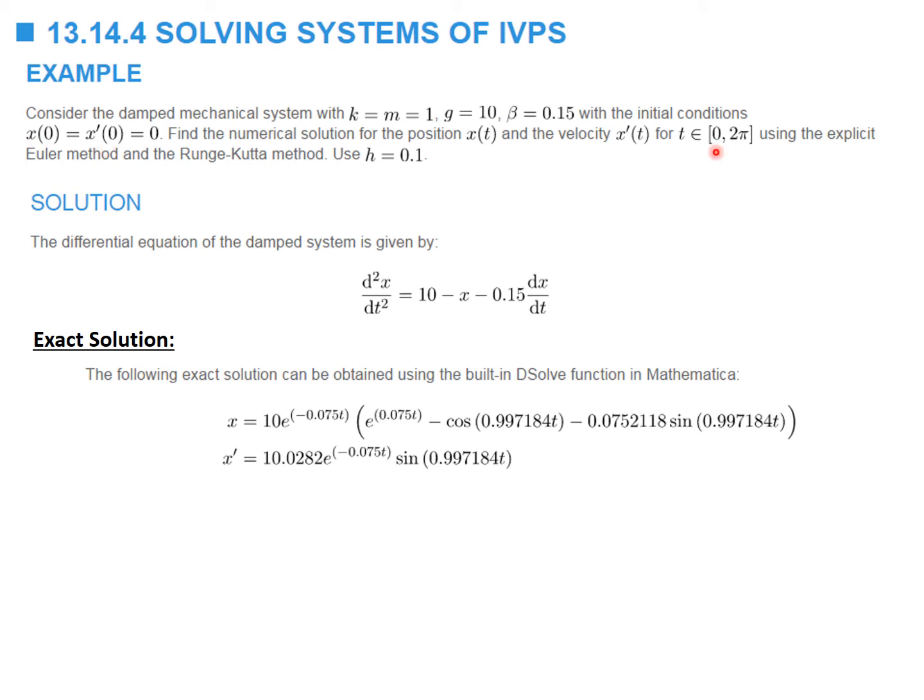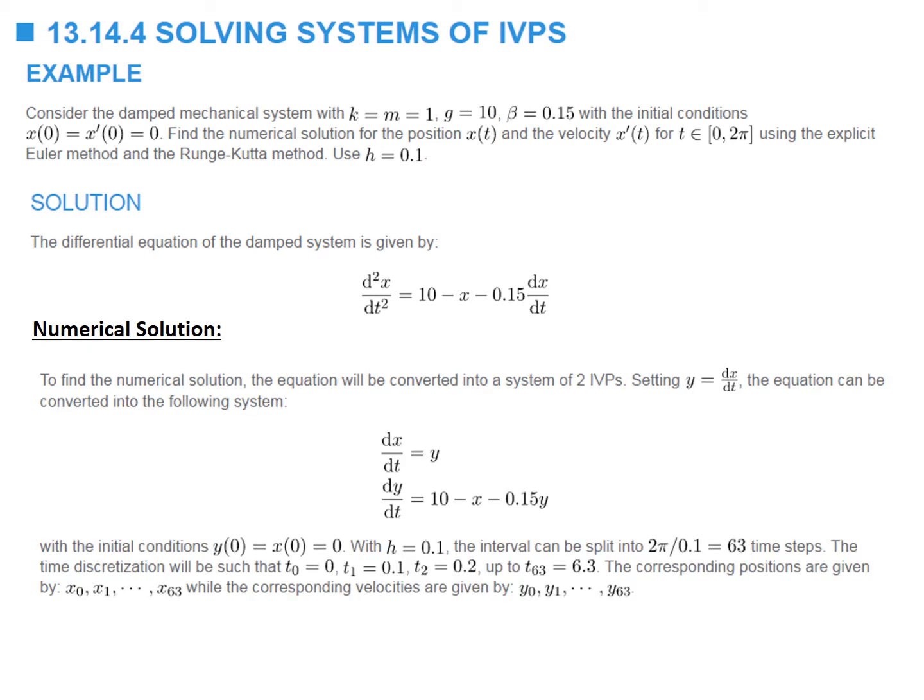The time goes from 0 to 2 pi, and the h that we're going to use for the two methods, the explicit Euler method and the Runge-Kutta method, is equal to 0.1. The time increment is 0.1. So we're going to start at time equal to 0, then 0.1, 0.2, 0.3, and so on, all the way up to 2 pi.